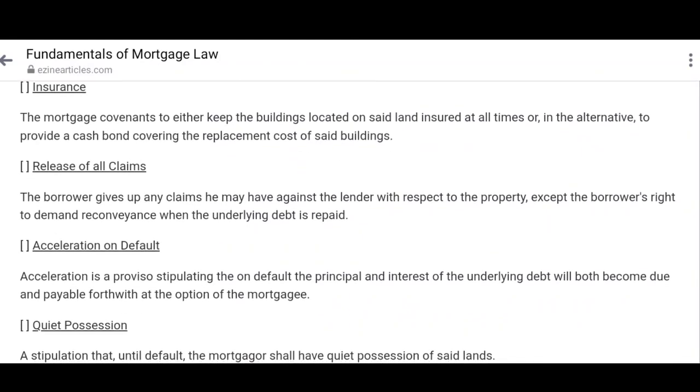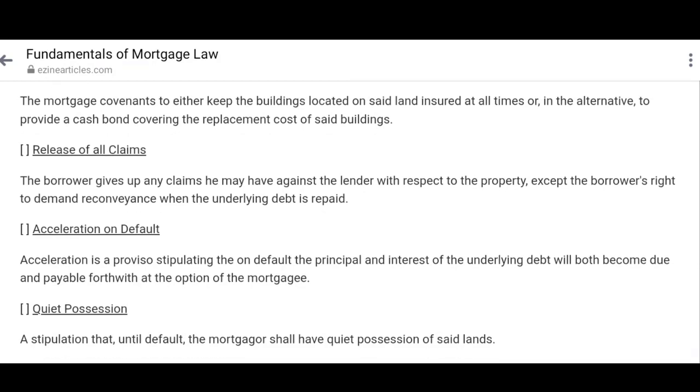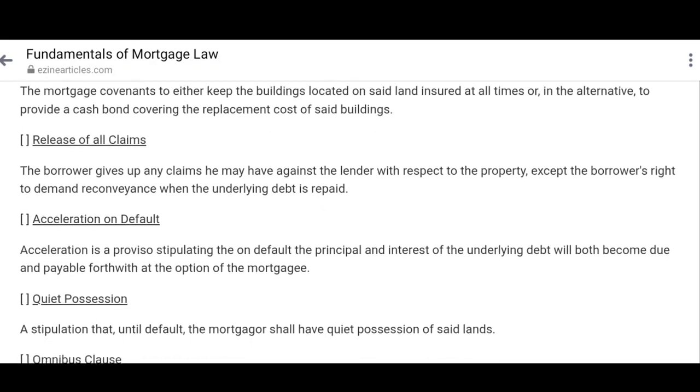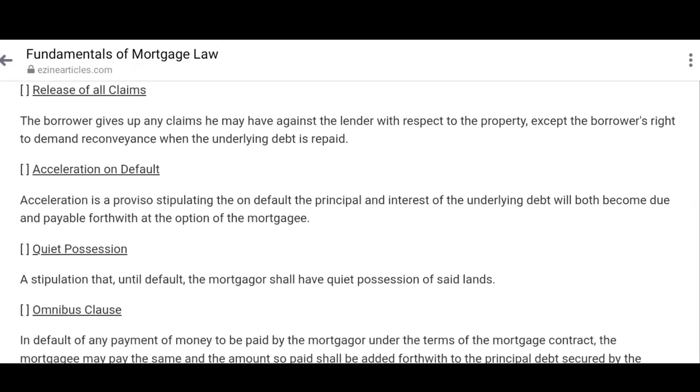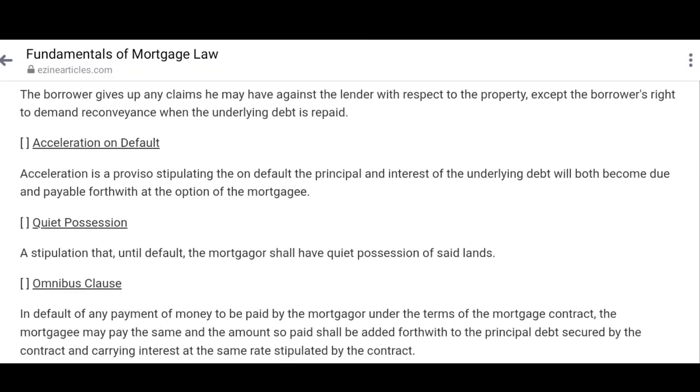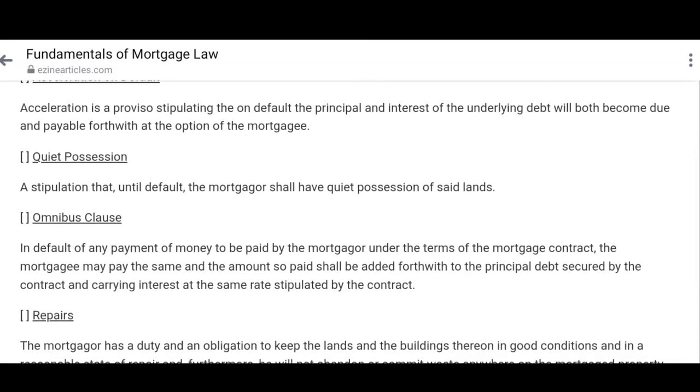Number 7. Insurance. The mortgagor covenants to either keep the buildings located on his land insured at all times, or in the alternative to provide a cash bond covering replacement of said buildings. Number 8. Release of all claims. The borrower gives up any claims he may have against the lender with respect to the property, except the borrower's right to demand reconveyance when the underlying debt is repaid.